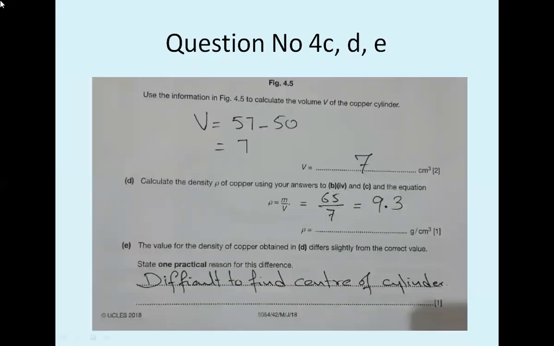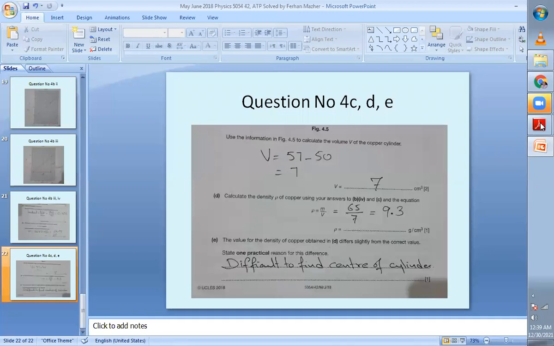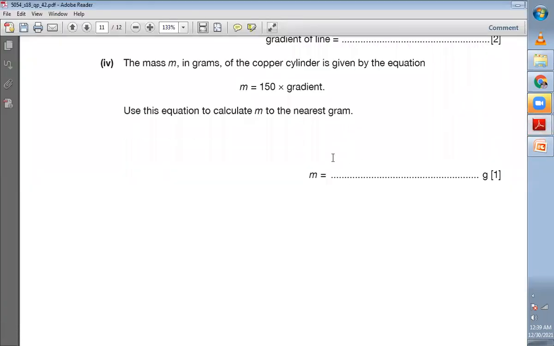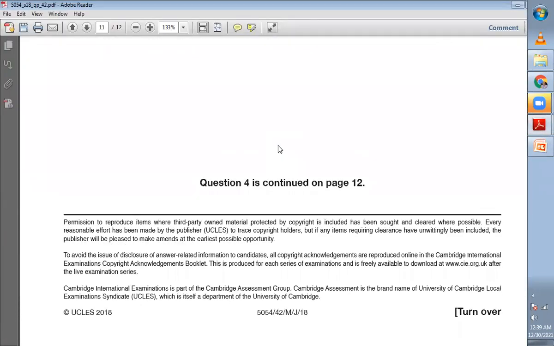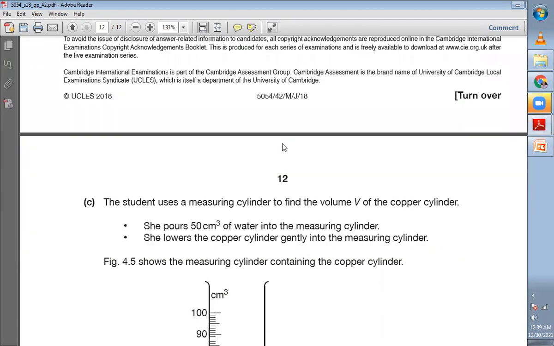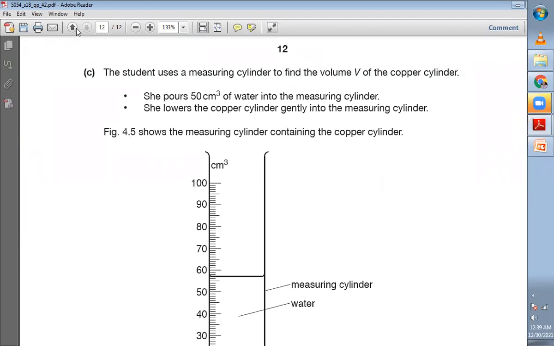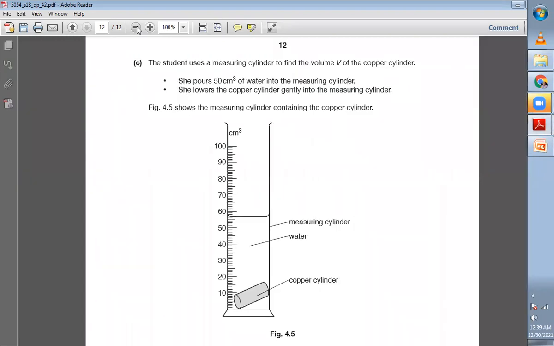Then they ask you another question. Let me see what the question is. Question 4 is continued on page number 12. The student, he says that it's too small.